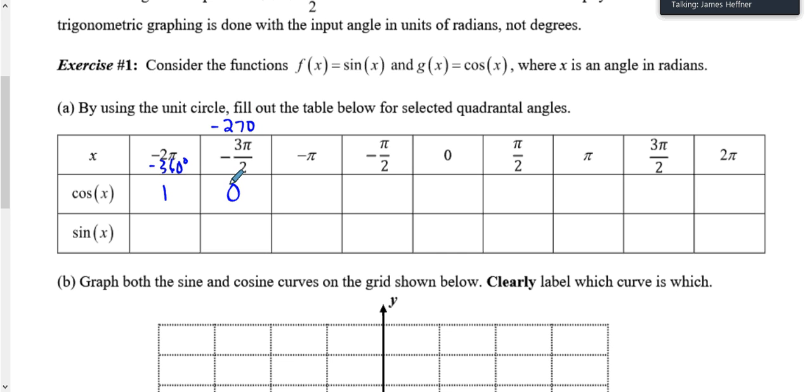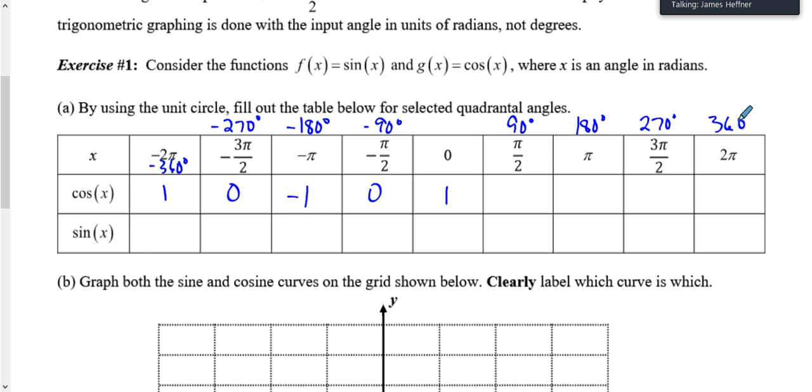And this negative pi radians is negative 180 degrees. Do you remember the cosine of 180? Cosine 180 would be negative 1. And negative pi over 2, that's negative 90 degrees. Remember the cosine of negative 90? It was 0, right? And the cosine of 0 was 1. Let's just go through this, right? And now we have positive 90, positive 180, positive 270, and then positive 360, right?